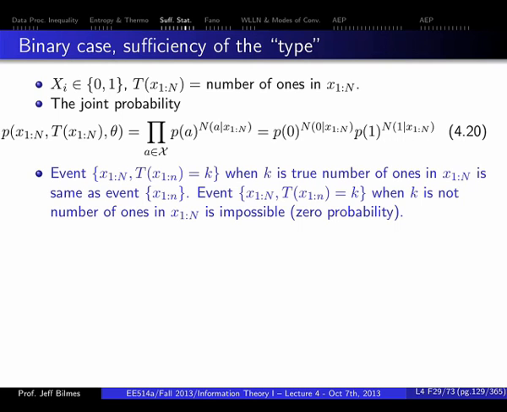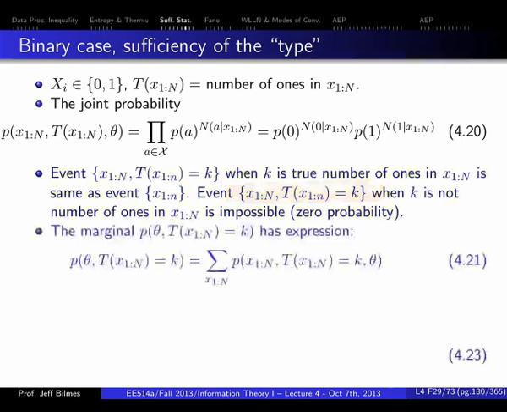It is the same as the event x, right? Basically when k truly counts the number of ones, then that doesn't change the event. But on the other hand, when k is not the true number of ones, this event has 0 probability, because we can't have a sample that has, say, 3 ones, while the statistic of the sample says that there are 4 ones. That's an impossible event. Those are incompatible events. That has 0 probability.